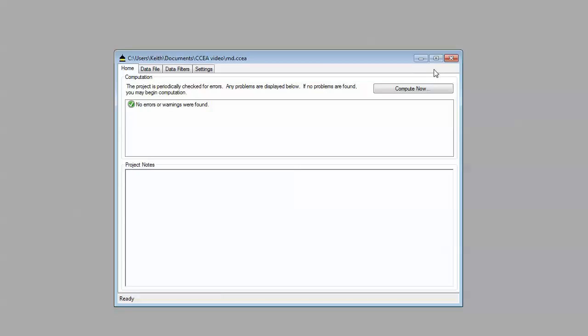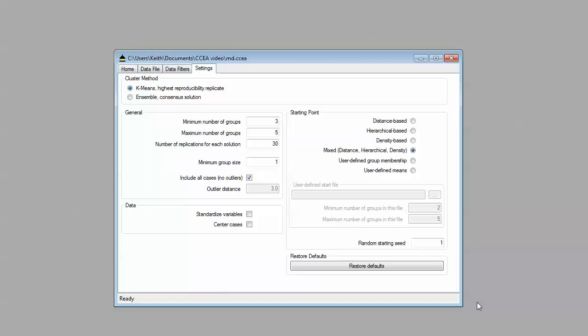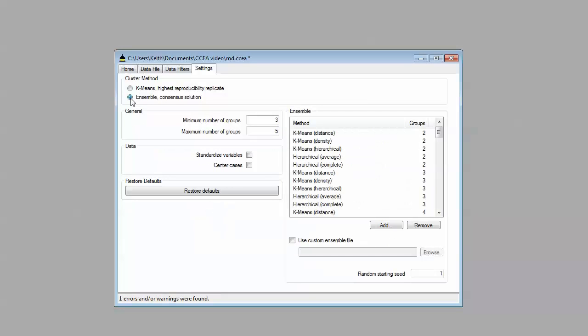Now, instead of running k-means, the traditional CCEA program, let's run cluster ensembles analysis. And so we're gonna pick that. Again, let's just do 3 to 5 segments here.